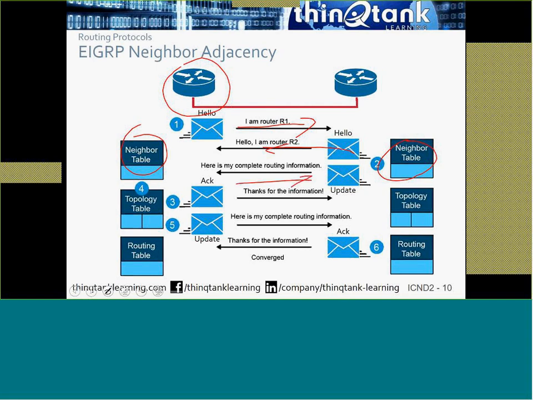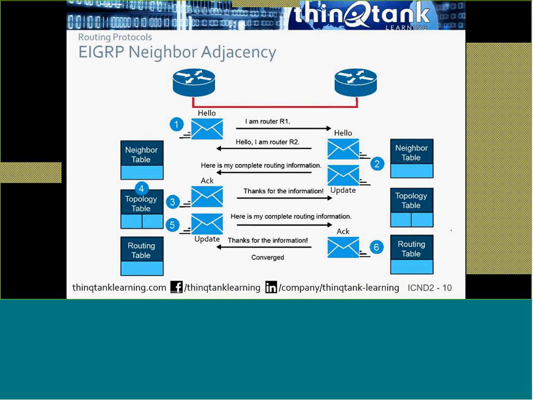Then we exchange routing information through the use of updates. We acknowledge that routing information. That routing information, by the way, goes into the topology table. And then I run my algorithm against that information, and I build my routing table. So those are the three data structures that we talked about, kind of the progression that we go through to converge, to build our convergence. Neighbor table first, then topology table, then routing table. Make sense? I mean, it seems logical, doesn't it? Kind of makes sense. All right?